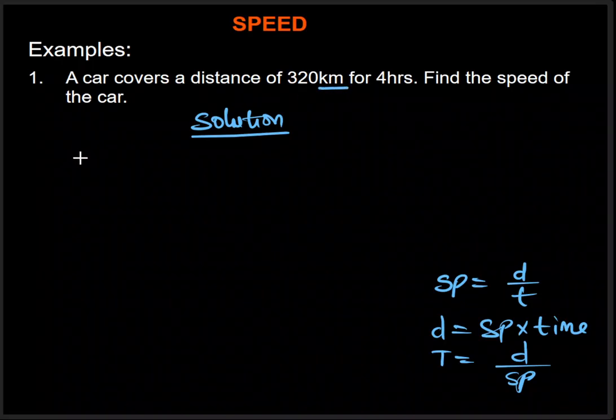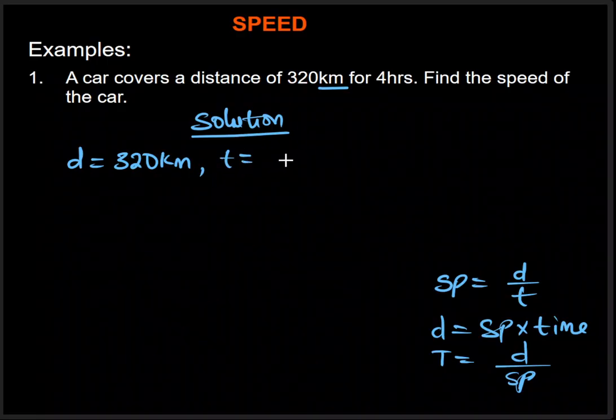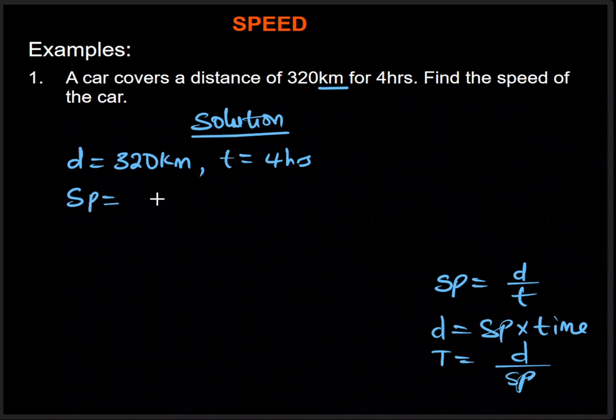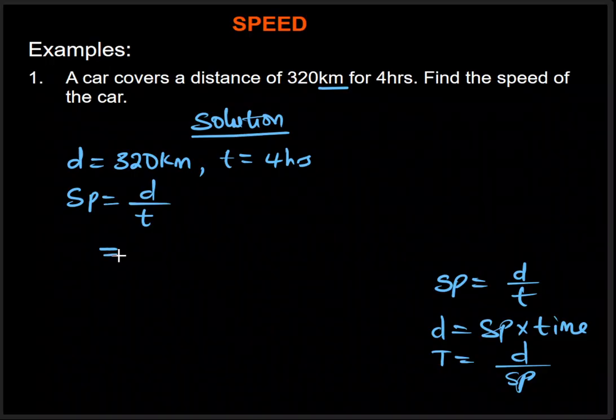A car covers a distance of 320 kilometers, so our distance is equal to 320 kilometers. For 4 hours, that means our time is equal to 4 hours. What are we looking at? Speed. Our speed is equal to distance all over time, that means 320 all over 4, and if we divide, this gives us 80.